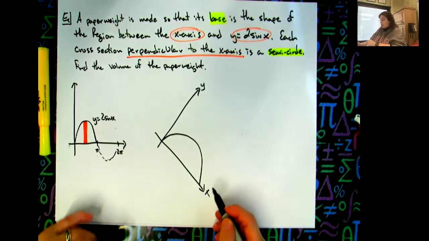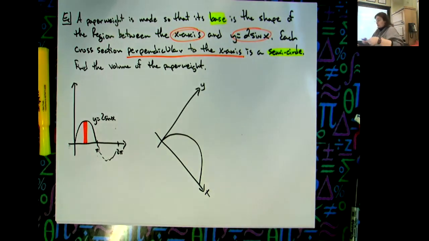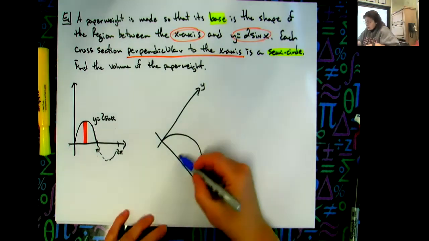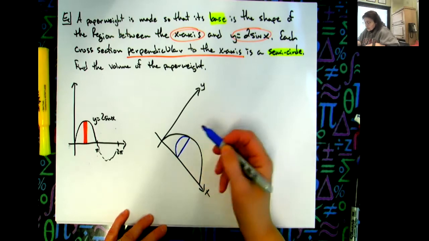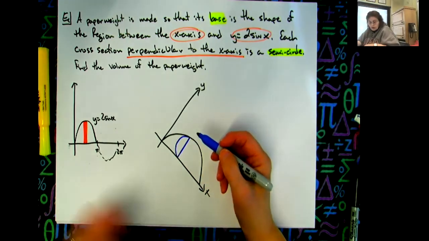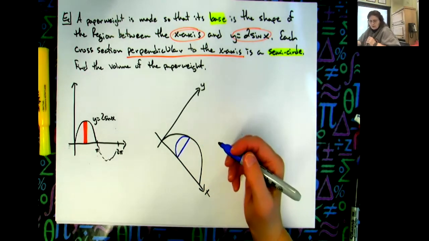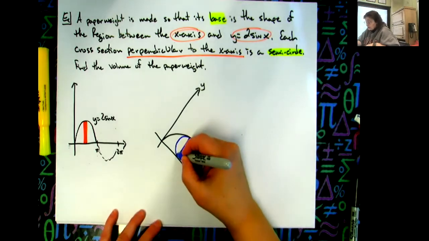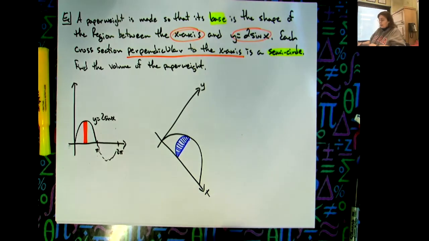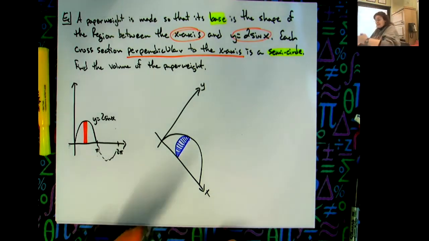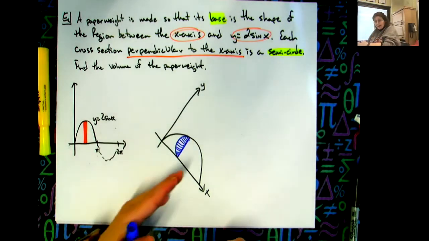All right, now, what were my cross sections? My cross sections are semicircles, right? I think I want to do this one because we've got a semicircle, or what appears to be a semicircle is really not. And then you've got this. This is my cross section going up, right? Now, what is that? The cross section is a semicircle, so it's half of a circle.